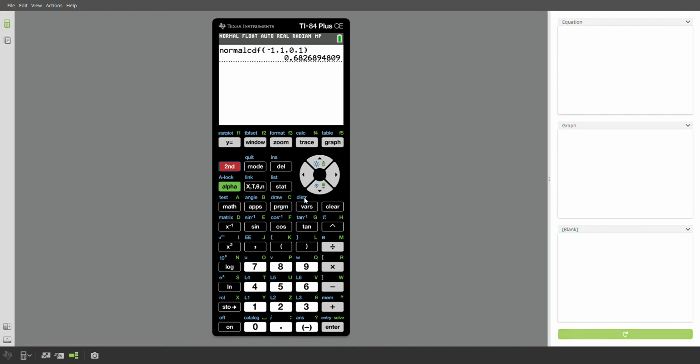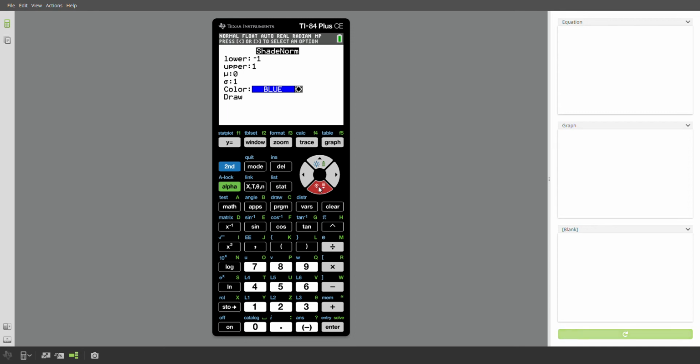So I'm going to go again into that distribution menu and slide over to the draw menu. I'm going to select shade norm, and we're actually going to have to put in the same parameters that we did with the normal CDF command, because we're still doing the same thing. We need to know how far to the left are we going to shade it, how far to the right are we going to shade it. And the mean and standard deviation by default.